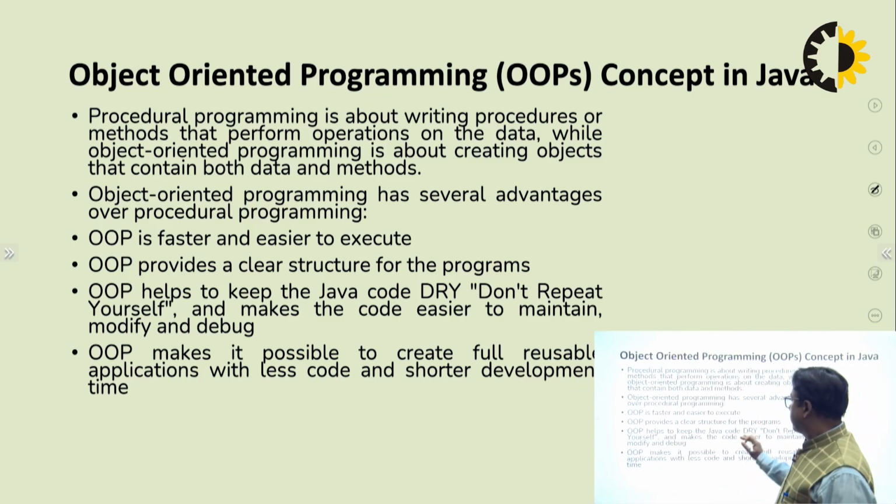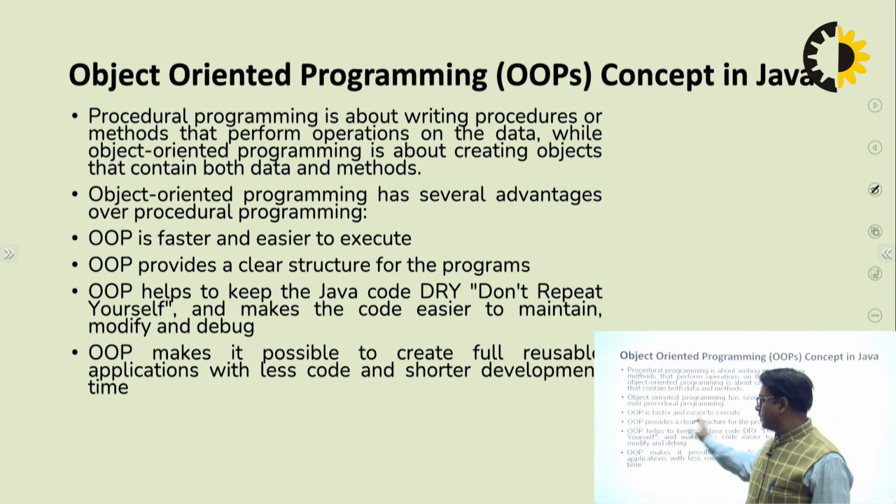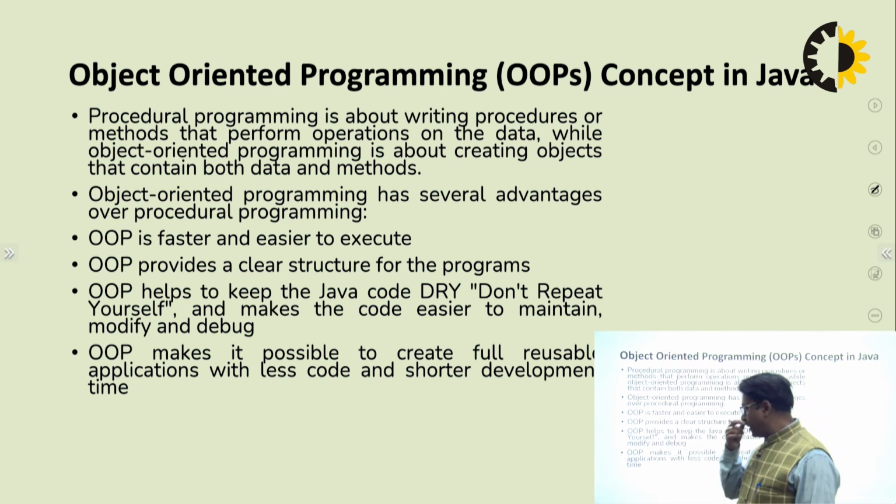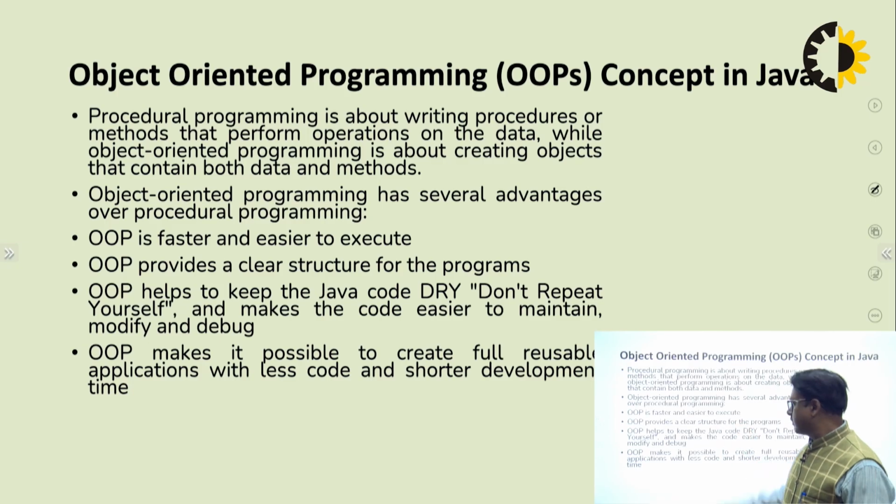Object-oriented programming has several advantages over procedural programming. OOP is faster and easier to execute. This is very important. It provides a clear structure for the programs and makes it possible to create fully reusable applications with less code.